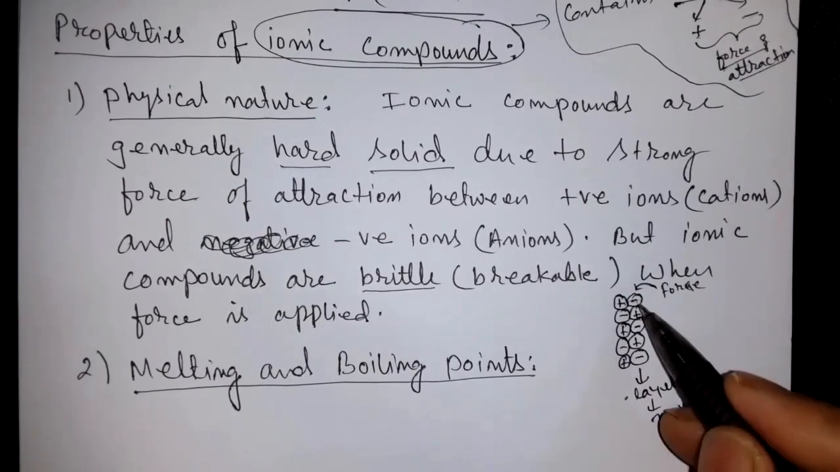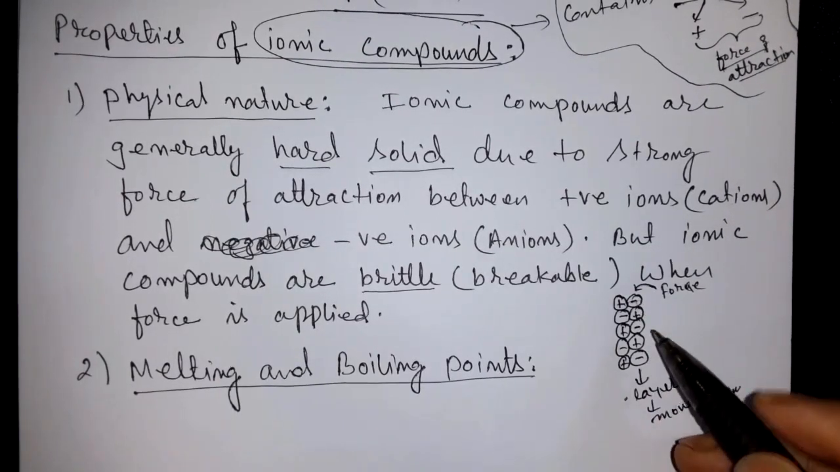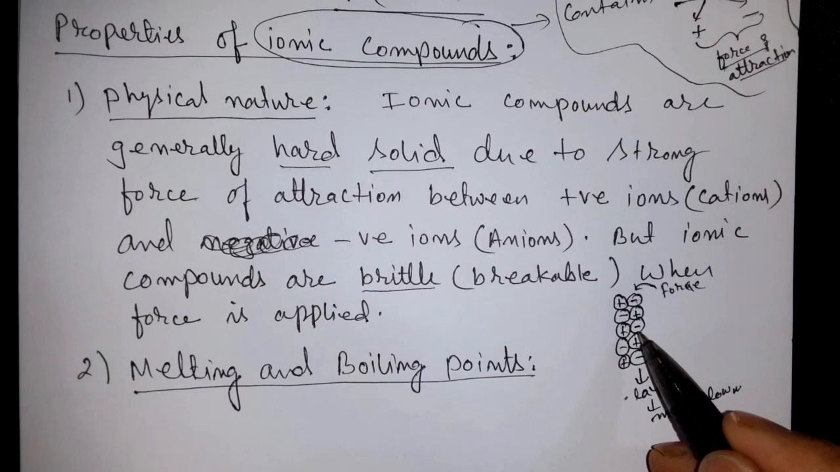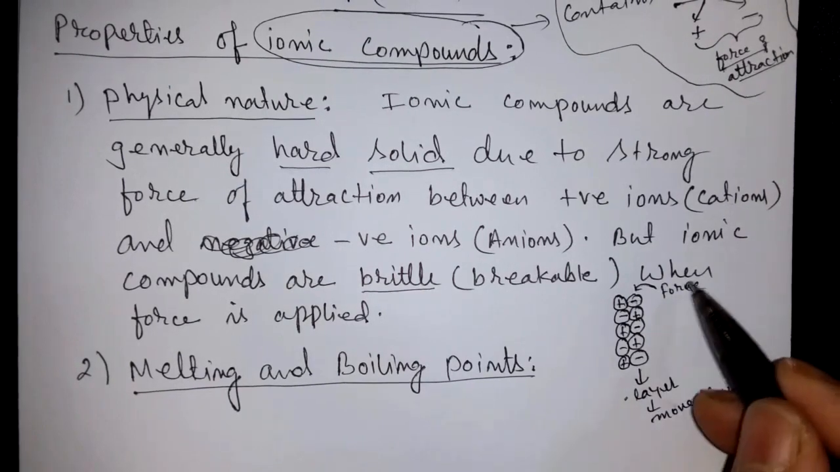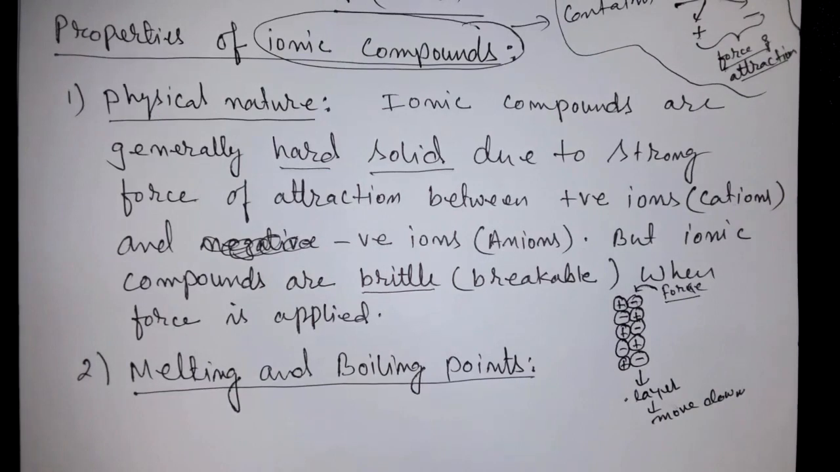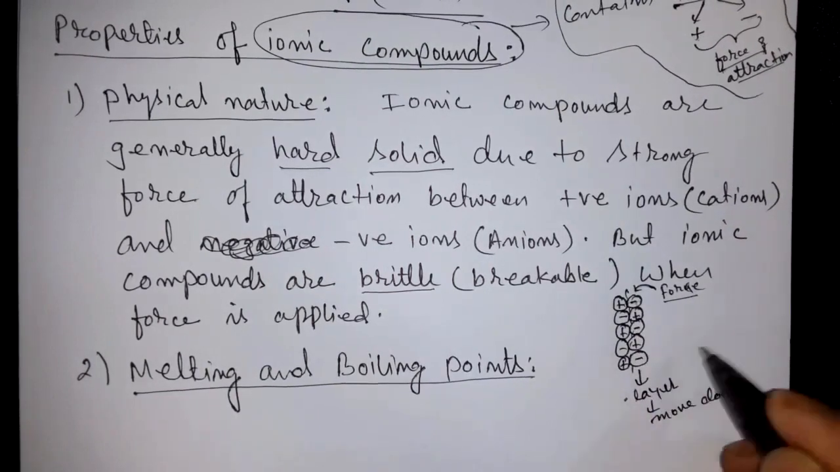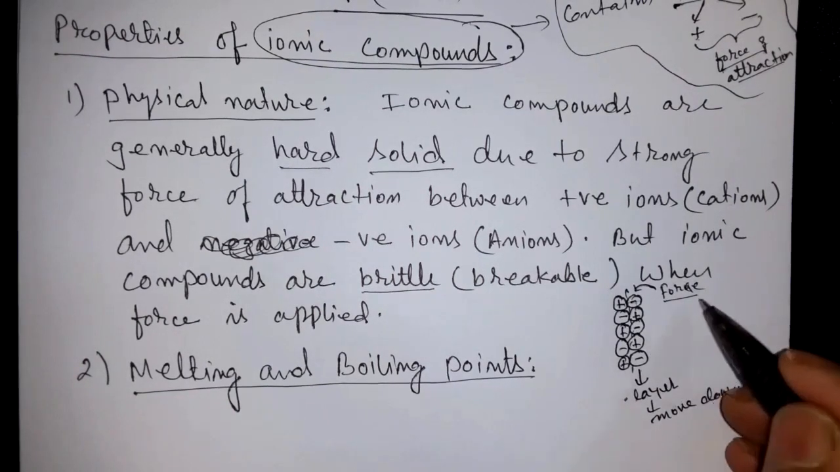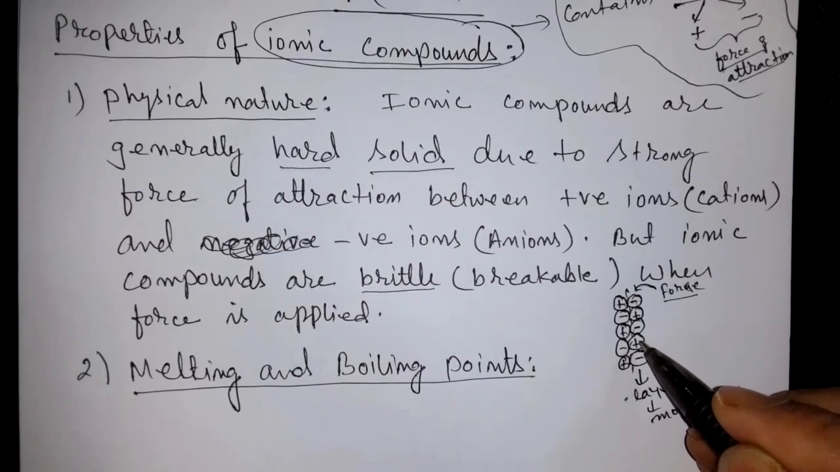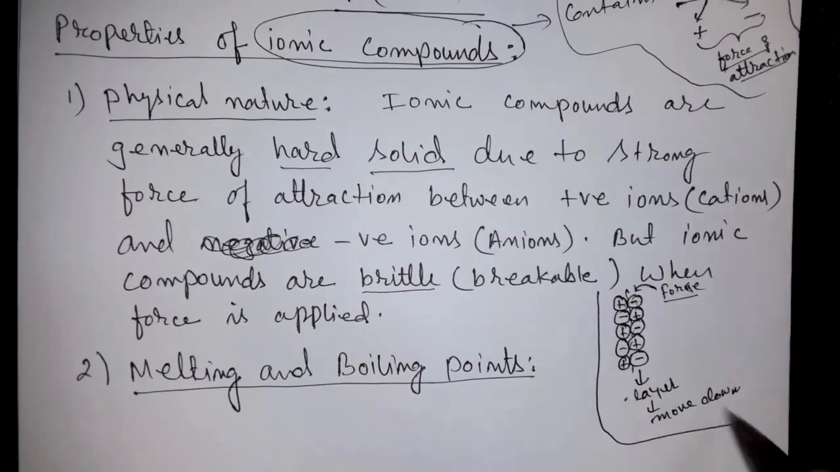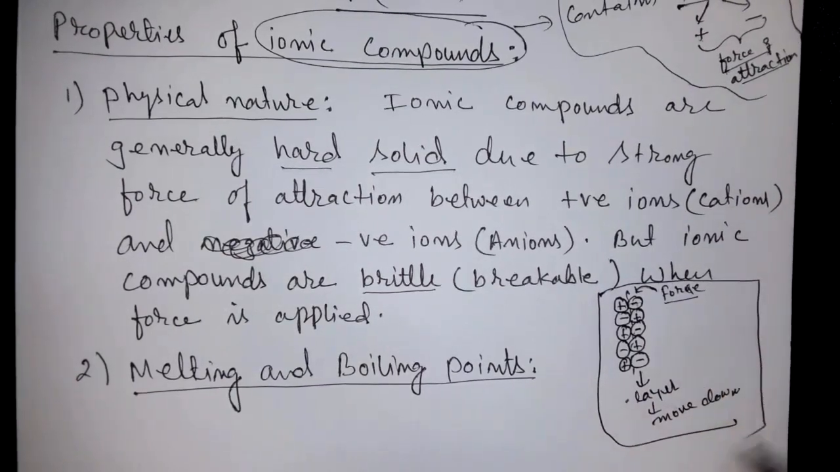So when we apply force, the layer may slide, and there is a great chance that the same charges may come nearby. That means the same type of ion will be aligned nearby because of the strong force, and when same ions are nearby, the force changes from attraction to repulsion, and due to this the whole layer will break or separate because of repulsion. Because same ions come closer due to the force applied on any ionic substance, it is breakable or brittle. But this is not mentioned in our textbook. Just for extra information, you can remember it like this.